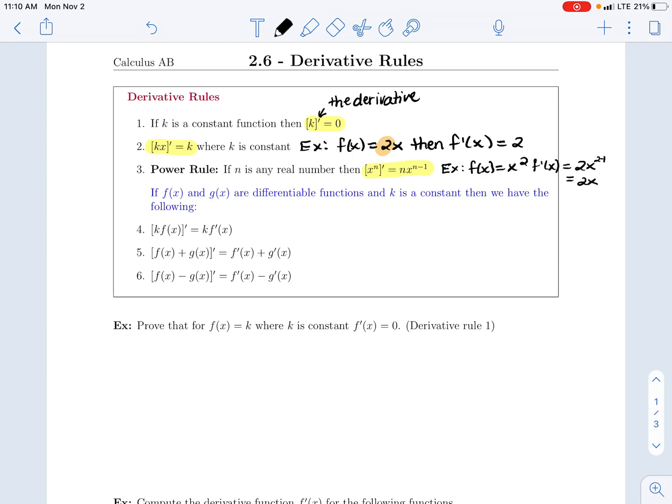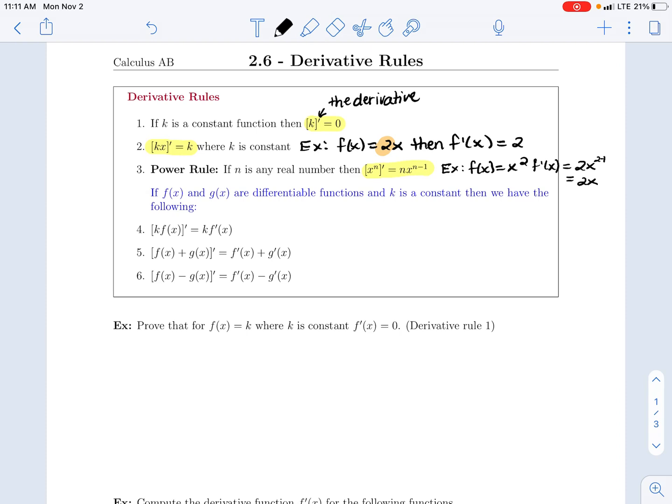These are what we call more general rules. If f and g are differentiable functions, meaning you can take the derivative of those functions, and k is a constant, then we have the following. Here I have that k times f of x, the derivative of that is just copy my constant k times the derivative of the function.